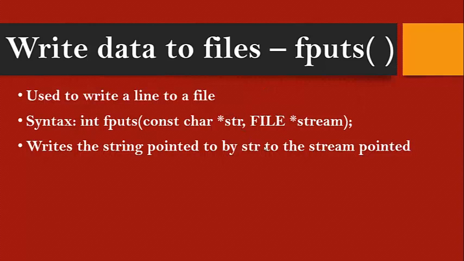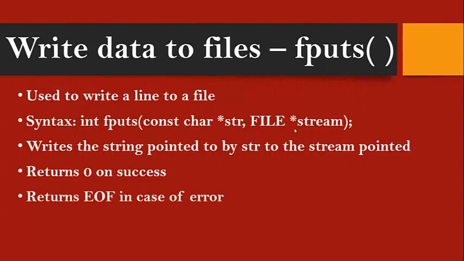So from the character array, we are going to write the information that is getting pointed to the stream. It returns 0 when this particular function is completed successfully. It returns a 0 value, or it returns end of file in case of any error.